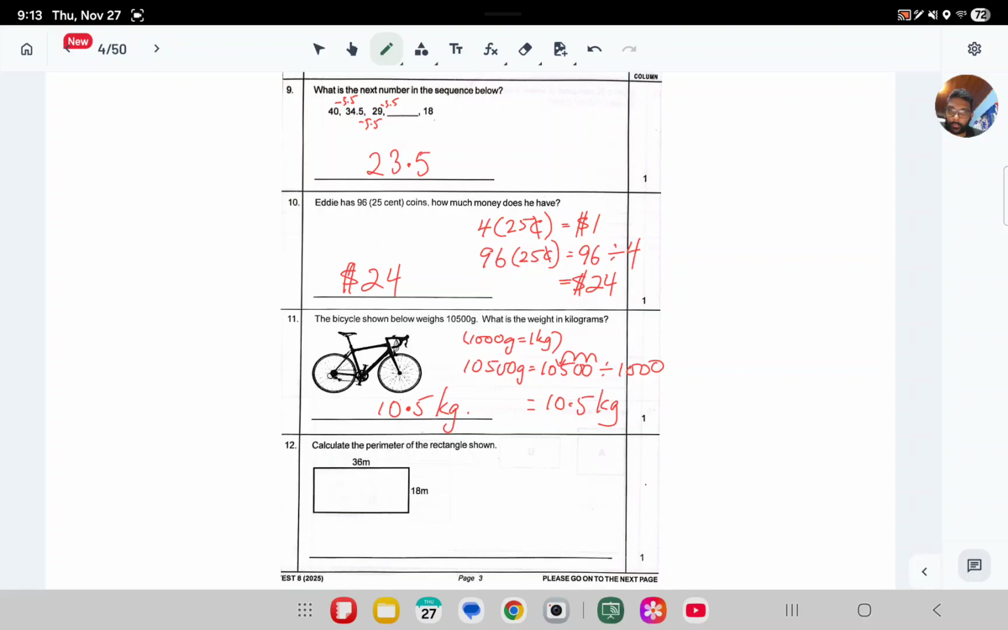Number 12, calculate the perimeter of the rectangle shown. Perimeter of a rectangle is length add width multiplied by 2. The length is 36 meters, add 18 meters. That answer you get, you multiply by 2, and you will get 108 meters.